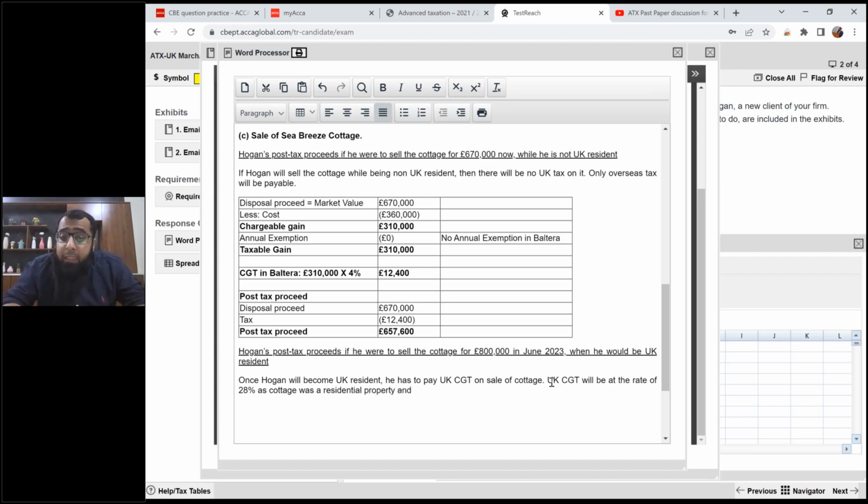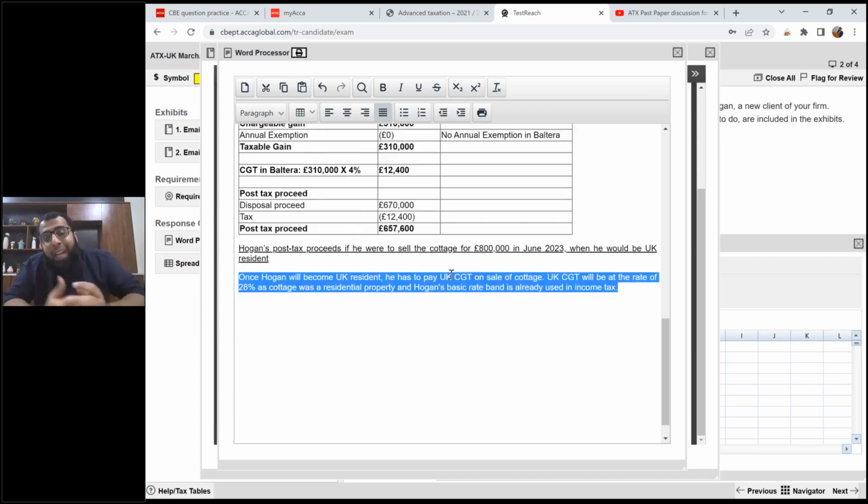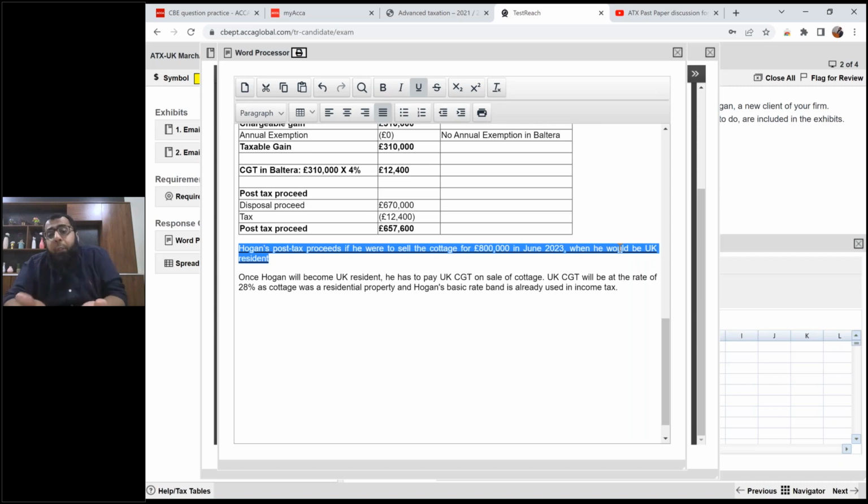and Hogan is a higher rate taxpayer, and Hogan's basic rate band is already used in income tax. I will repeat it again. I want you all to listen to me carefully. Once Hogan becomes UK resident, he has to pay UK CGT. See, it is very clearly written here: when he is UK resident, you have to pay UK CGT on sale of the cottage.